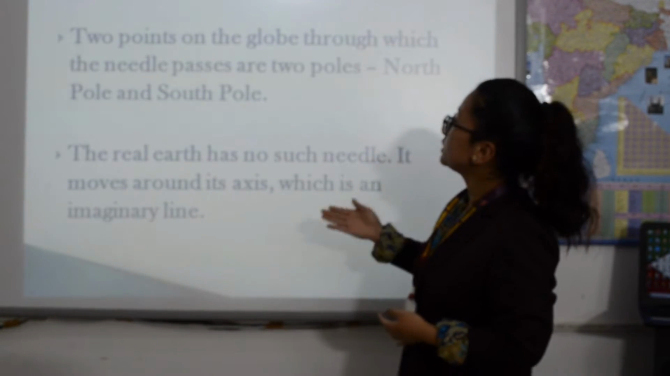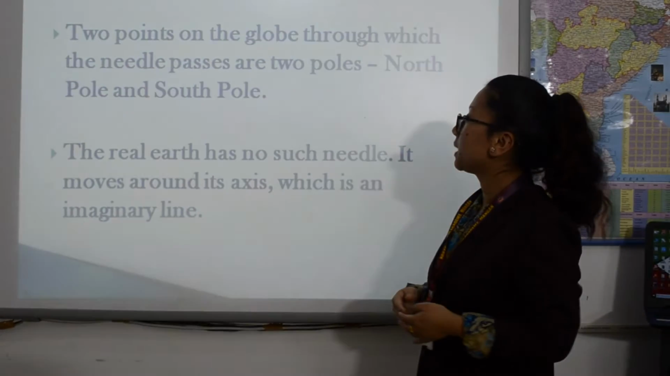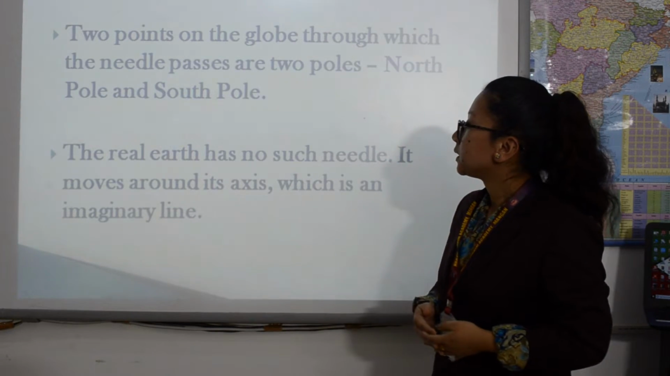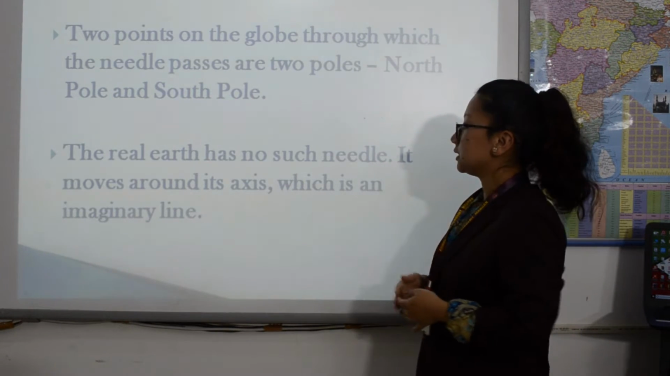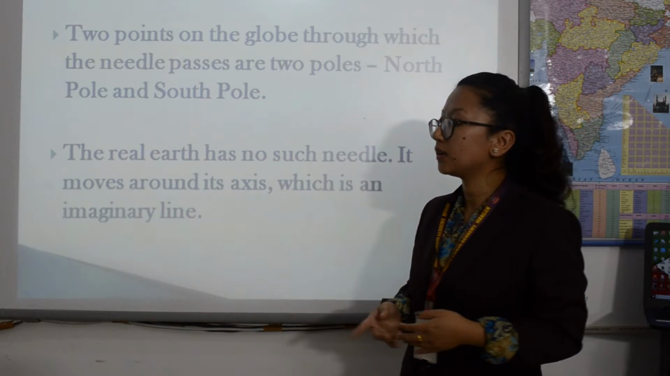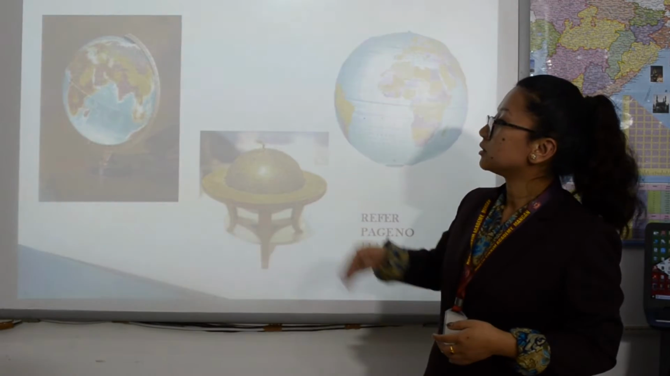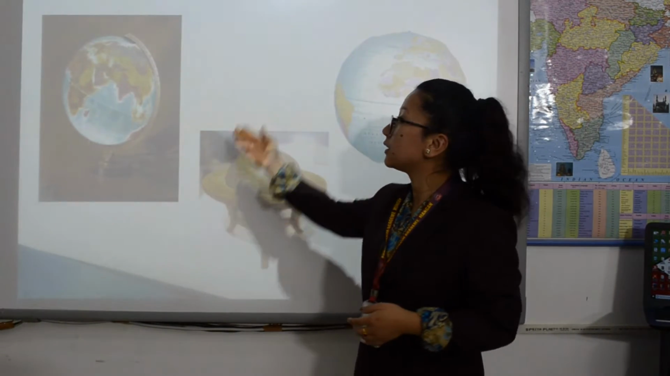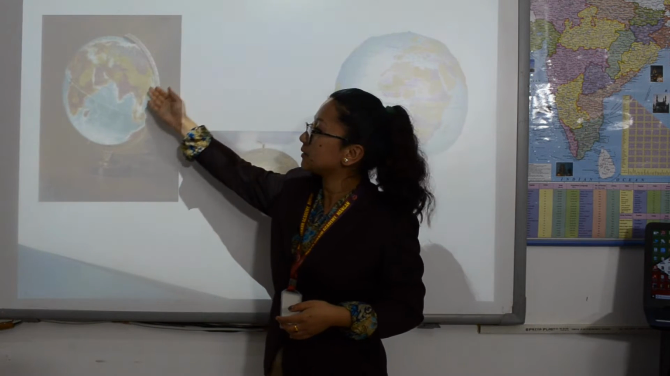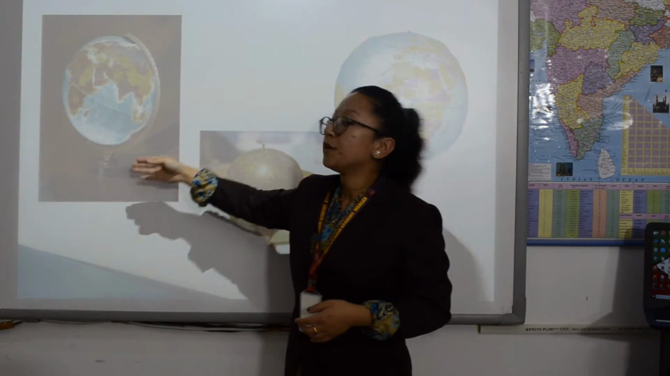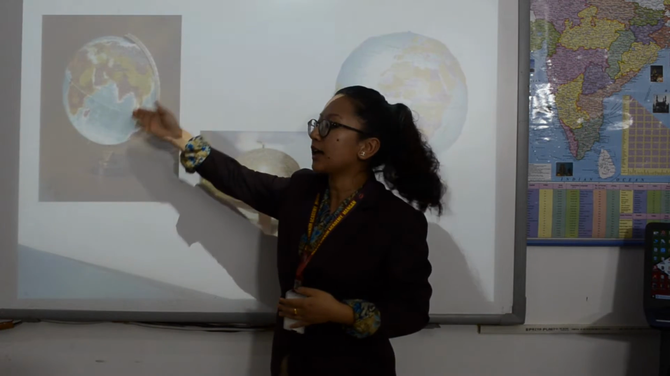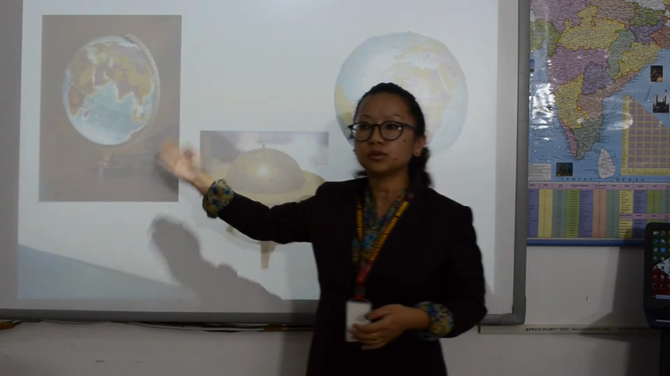The 2 points on the globe through which the needle passes are the 2 poles, North Pole and South Pole. The real Earth has no such needle. It moves around its axis, which is an imaginary line. So, as you can see in this figure, there is the North Pole and the South Pole and an imaginary line that runs through these poles. Here there is a needle in it so that it helps this globe to rotate.